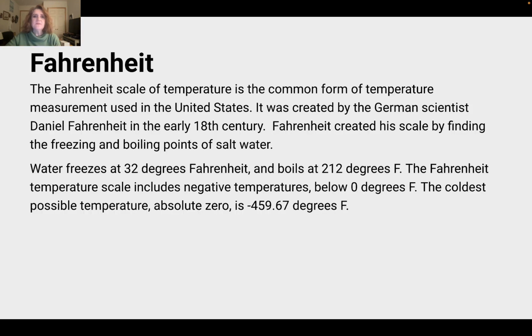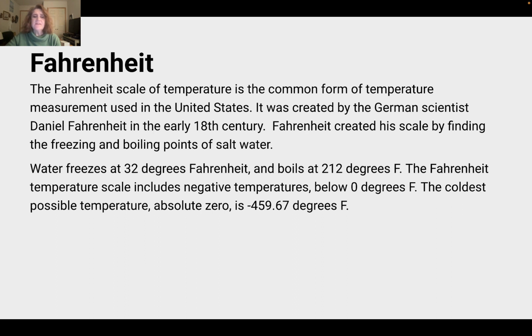The Fahrenheit scale of temperature is a common form of temperature measurement used in the United States. It was created by a German scientist, Daniel Fahrenheit, in the early 18th century. Fahrenheit created his scale by finding the freezing and boiling points of salt water, not plain water. On Fahrenheit's scale, regular plain water boils at 212 degrees and freezes at 32 degrees.